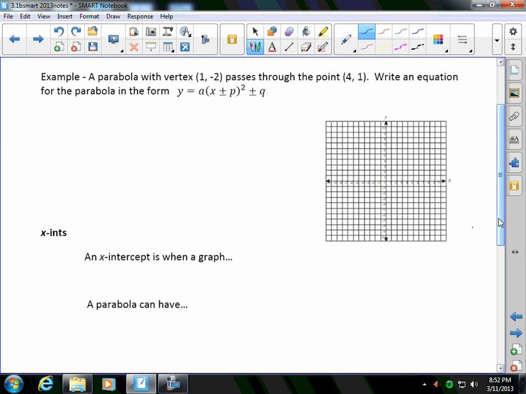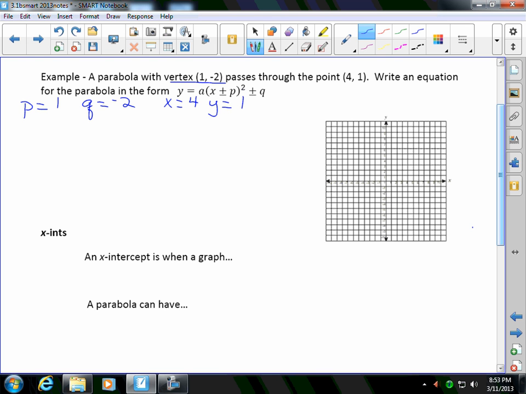It says a parabola with a vertex (1, -2) passes through the point (4, 1). Write an equation for the parabola in the form y = a(x ± p)² ± q. Looking at this, it's given us our vertex. Our vertex is at (p, q), so we know that p is equal to 1 and q is equal to -2. They've given us the point that it goes through, so an x value of 4 and a y value of 1.